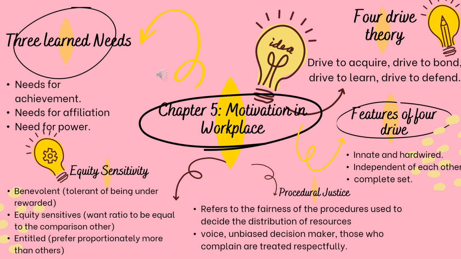Next is equity sensitivity. Benevolents are tolerant of being under-rewarded. They might still prefer an equal outcome ratio, but they don't mind if others receive more than they do for the same input. Next are the equity sensitives. They want the outcome to be equal to the comparison other. At the other end of the equity sensitivity continuum, entitled people feel more comfortable when they receive proportionately more than others.